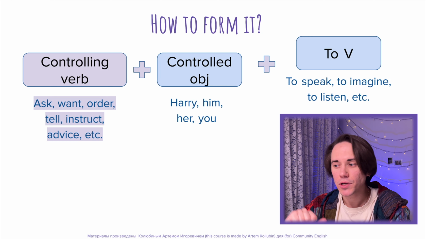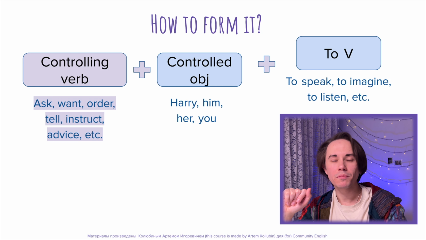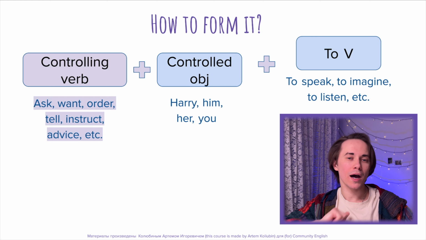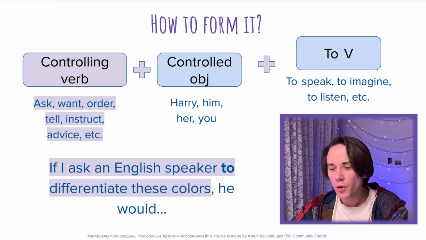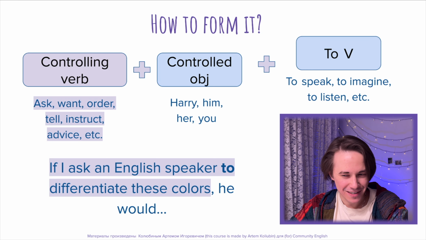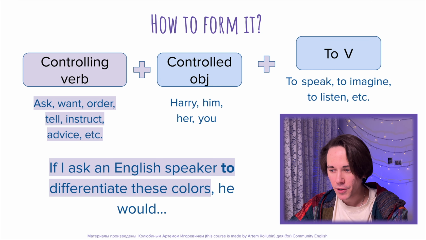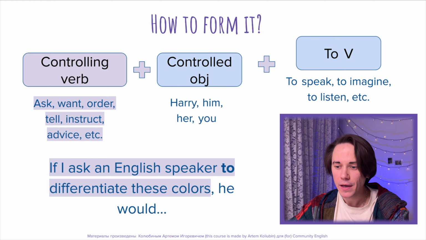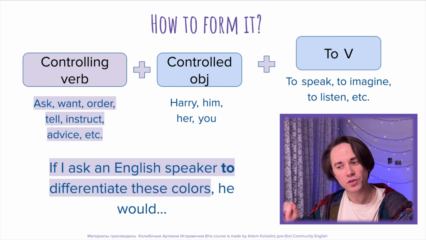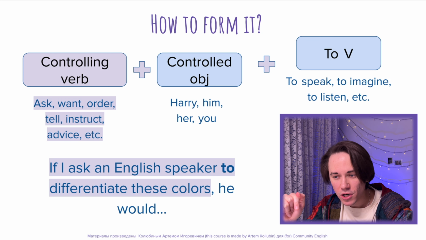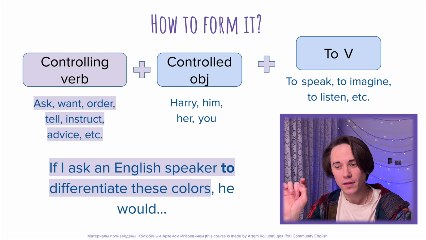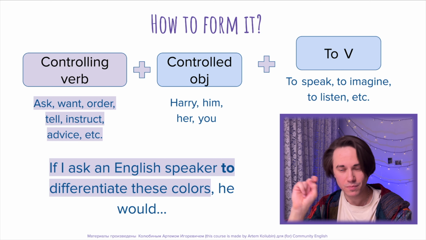So, I asked Harry to speak English. I want him to imagine a horse. They instructed her to listen to, I don't know, the adults. So make sure you don't skip this "to," and of course, make sure you practice this kind of structures. In the video for the homework, we have the sentence, "If I ask an English speaker to differentiate these colors, he would." So "ask" is the controlling verb, "an English speaker" is the controlled object, then "to differentiate" is to plus verb, then everything else, of course.